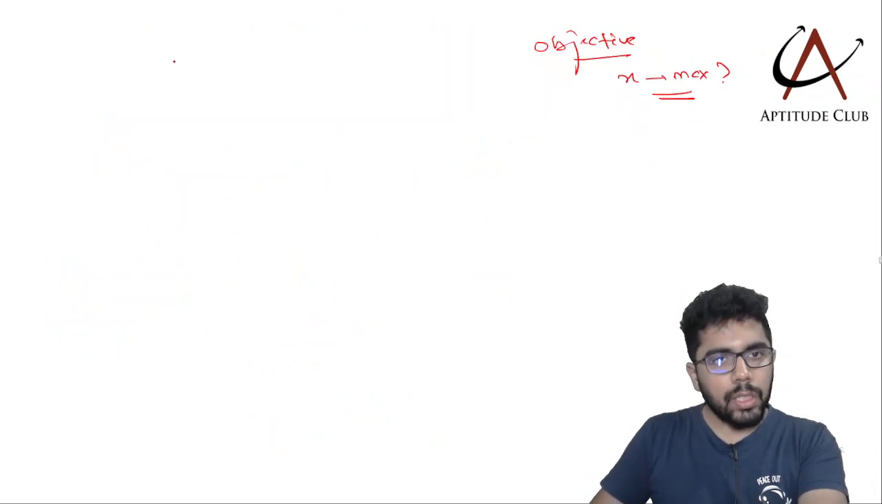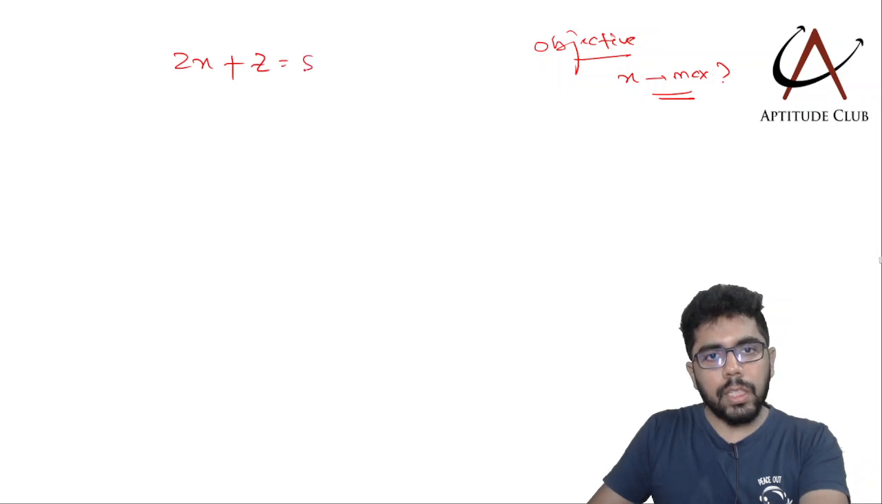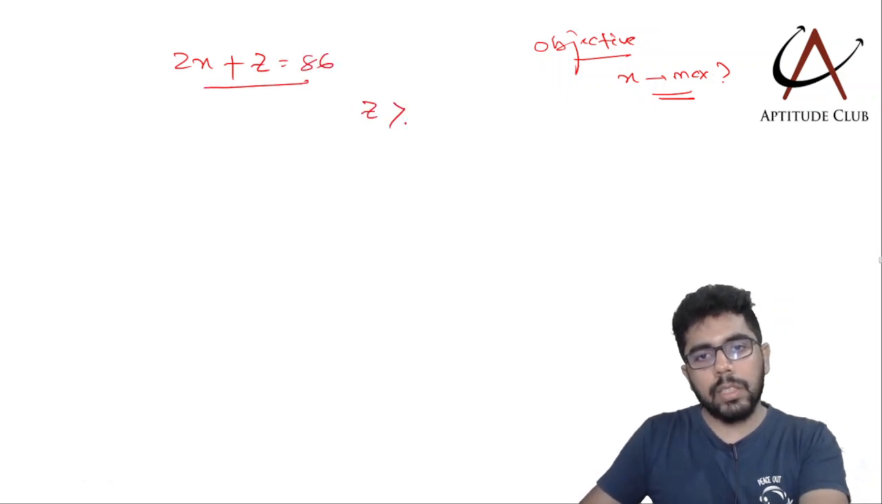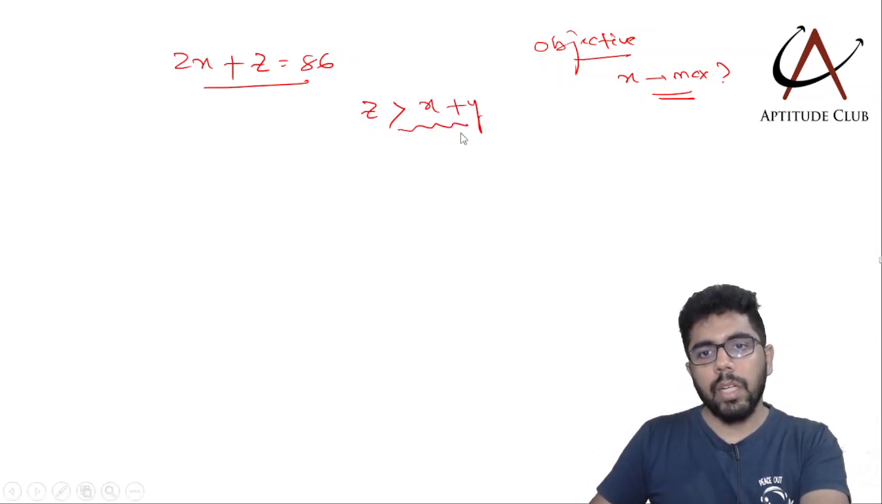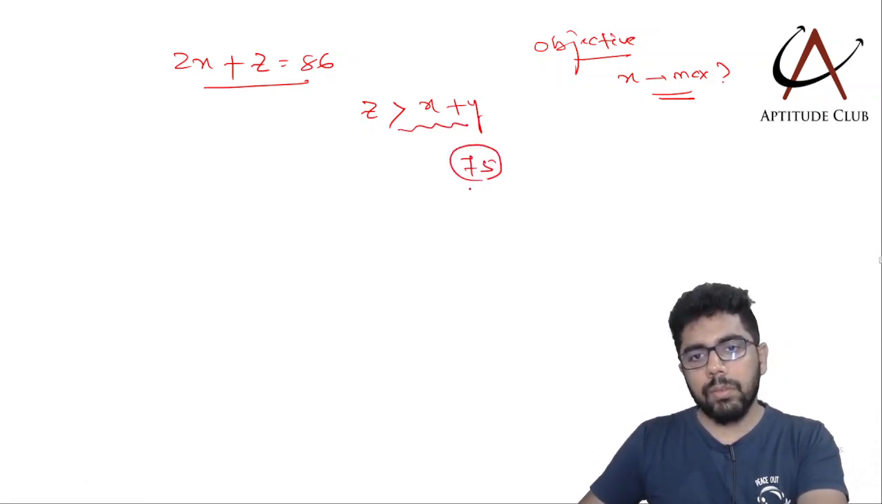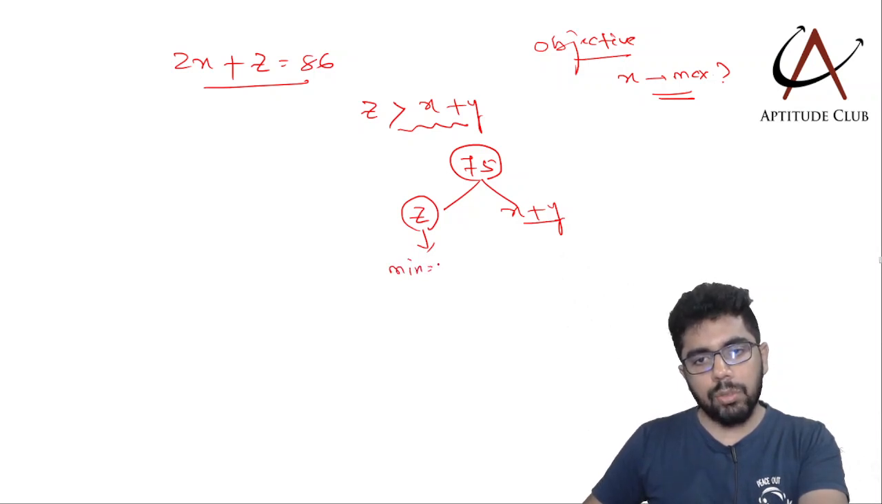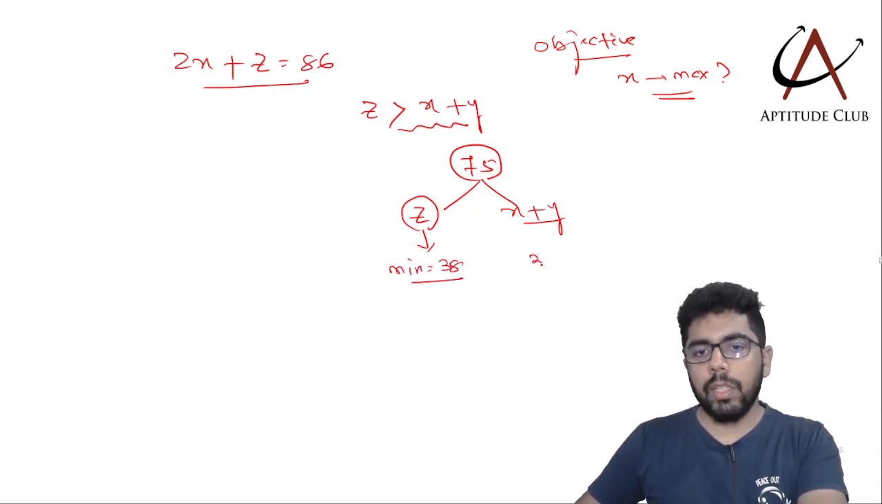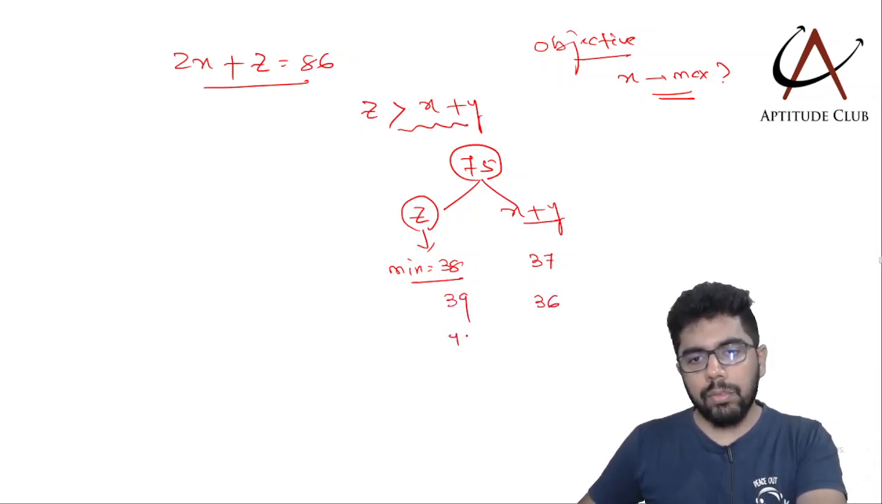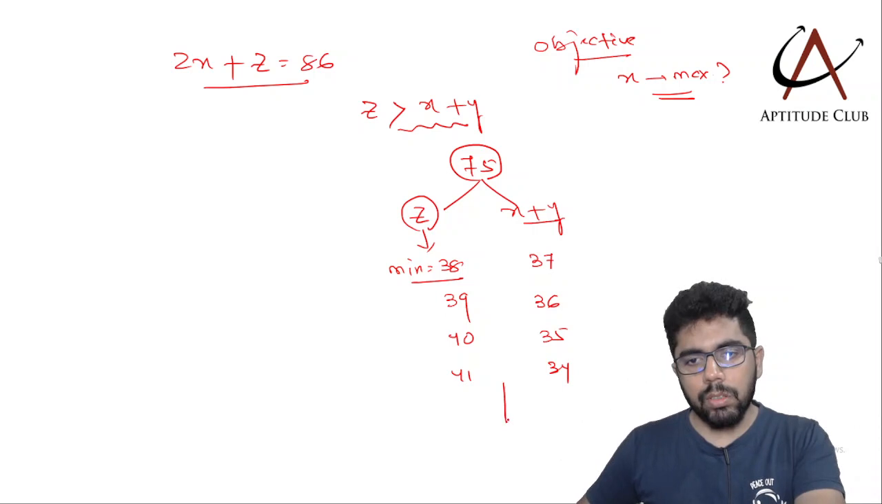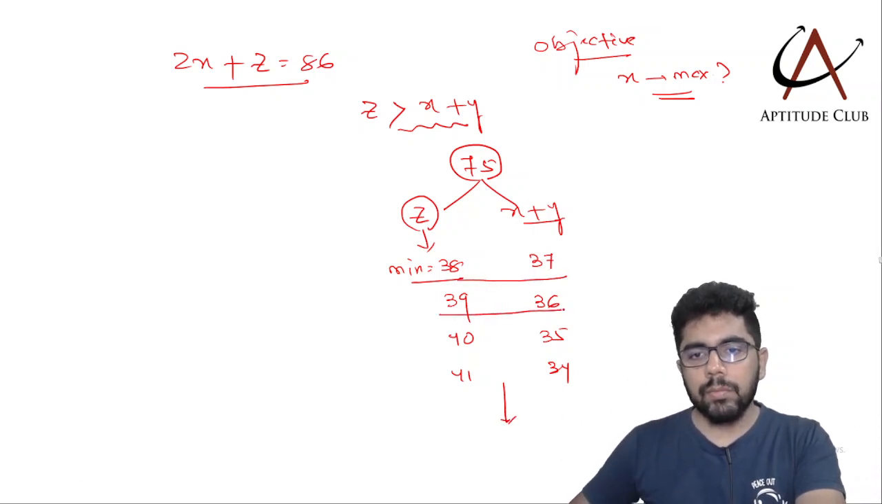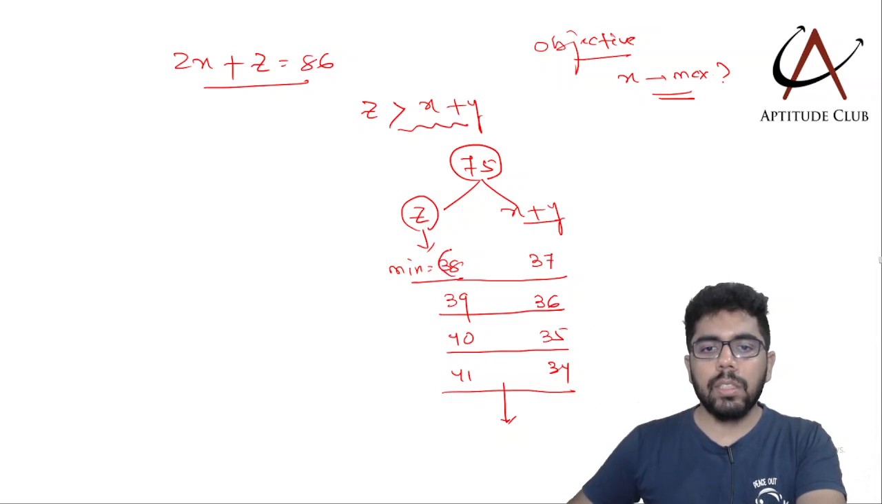So let me write the equation here again. 2X plus Z is 86, and we have the condition that Z is greater than X plus Y. Because the total number of questions is 75, if you put Z on one side and X plus Y on the other, Z minimum has to be 38 and X plus Y is 37. I can have 39 and 36, or 40 and 35, or 41 and 34, and so on. It can continue like this. But the minimum value of Z is 38.